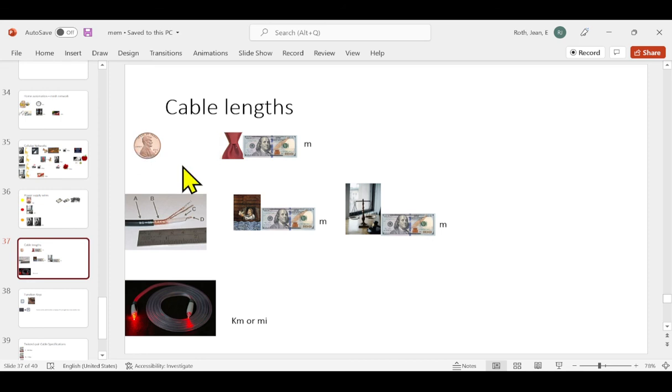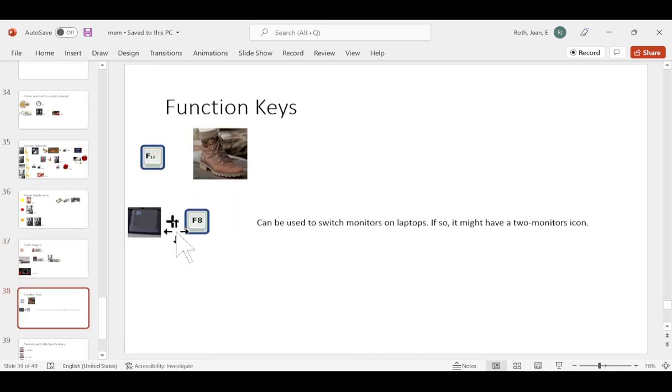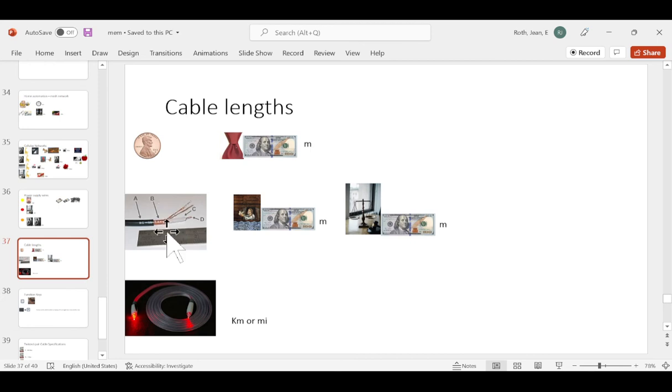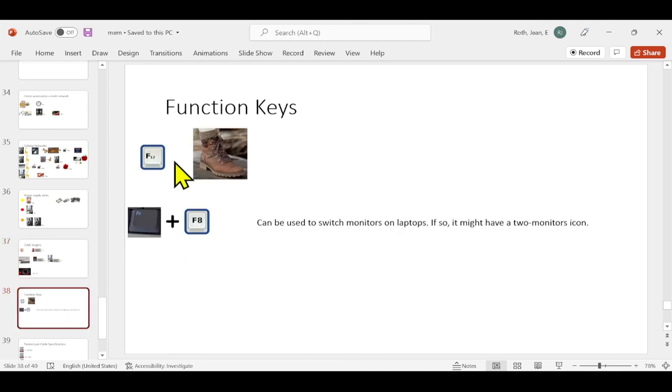Cable length, a copper cable can go for about 100 meters. This is supposed to be a picture of a coaxial cable. It can go for about 200 meters to maybe 500 meters. And this is an image of a fiber optic cable, and that could go kilometers or miles. Function keys, F12 could be used in the boot process, and if a particular laptop is set up for it, then FN plus F8 could be used to switch monitors on laptops.